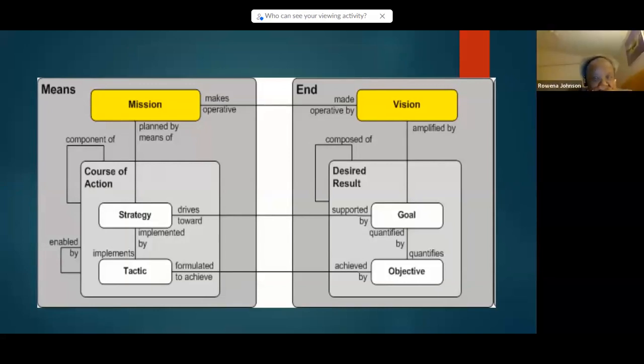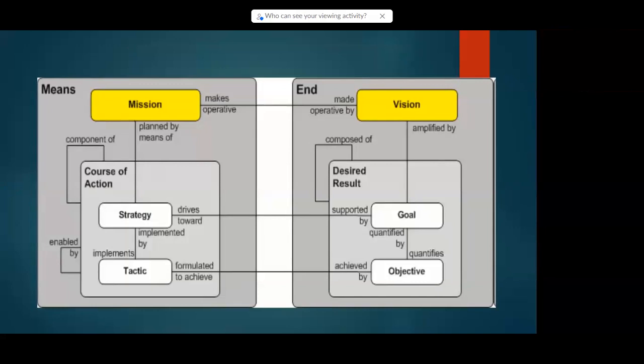Okay. So when we're talking about mission, we're talking about the means to doing something. Mission, essentially, is the course of action. And the course of action is a strategy and a tactic. When we're talking about vision, we're talking about the desired result. And we do this by defining our goals and our objectives.